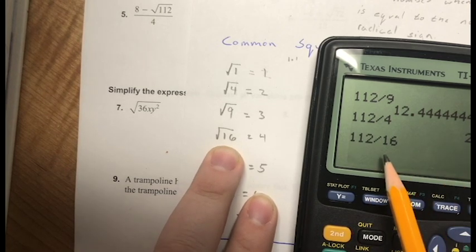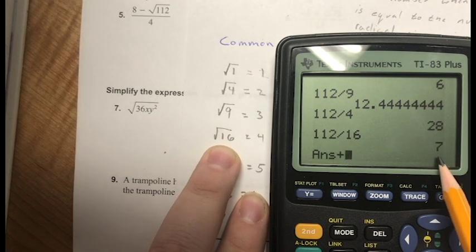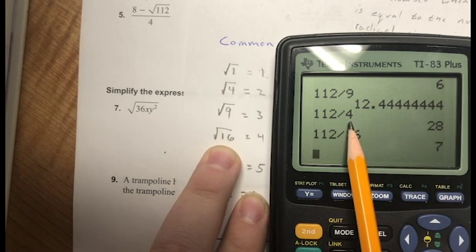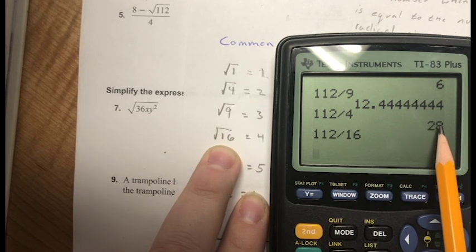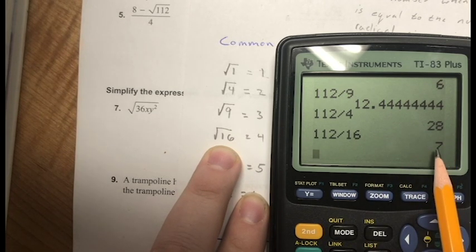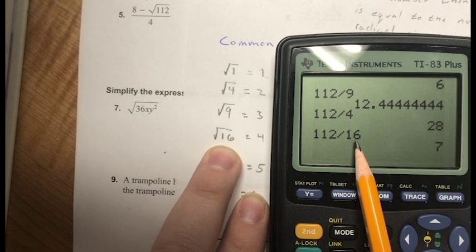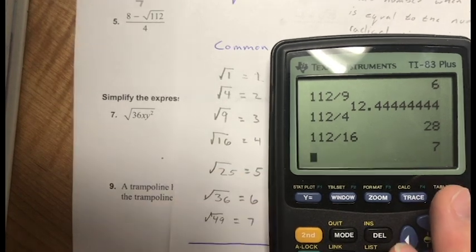Check it out. Because I tried 16, notice that I got a 7. A while ago, I tried 4 and I had a really large number left over. This time I tried 16 and I had a smaller number. And I know that 7 is a prime number. Because I know 7 is a prime, and I know that this is my perfect square, I don't have to try out any more numbers.